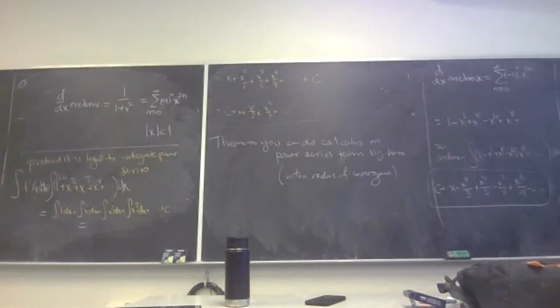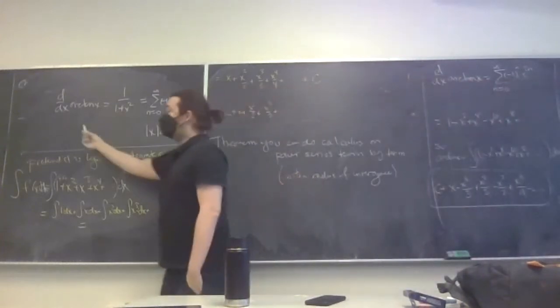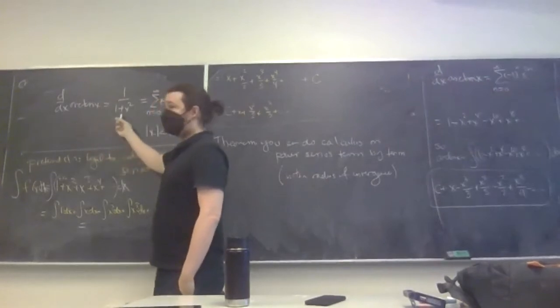Did I mess something up? No, I'm just confused as to how you got just at the top. How do you get the derivative of arctangent x is equal to that series? Because remember, the derivative of the arctangent is 1 over 1 plus x squared.